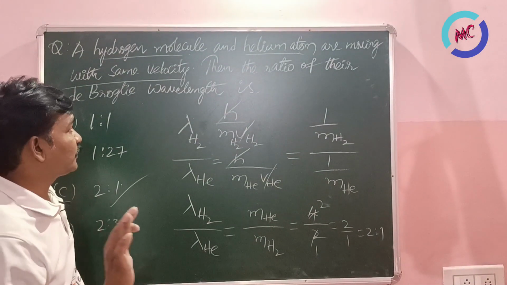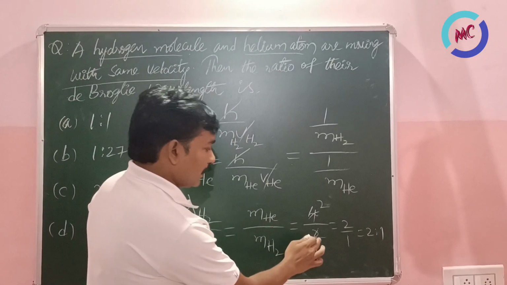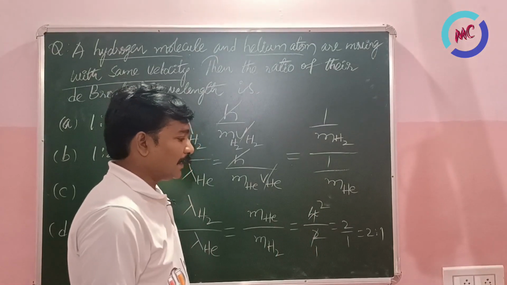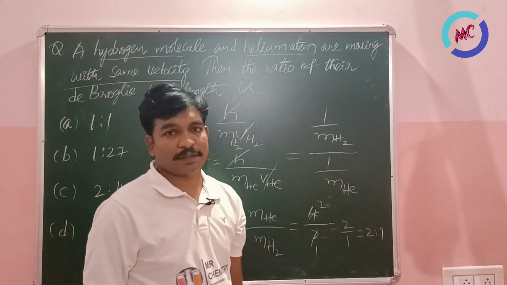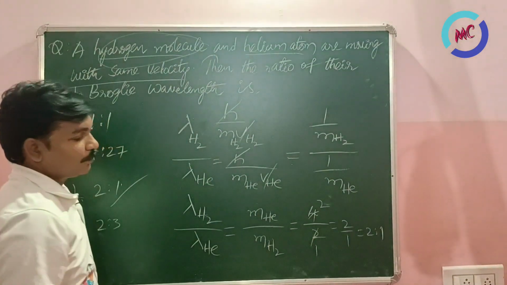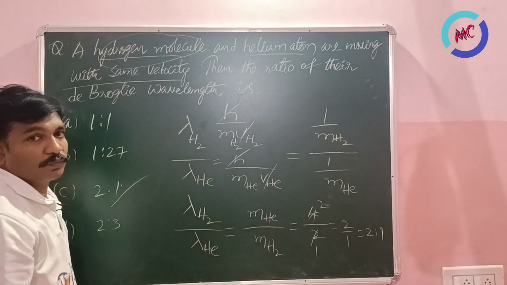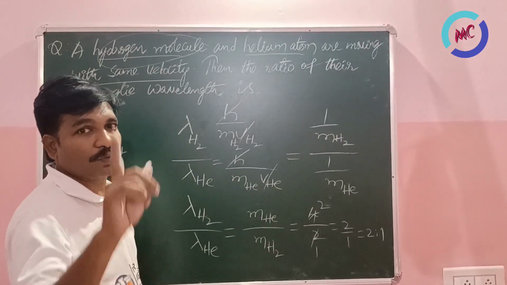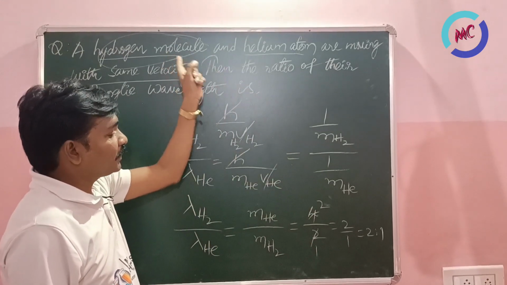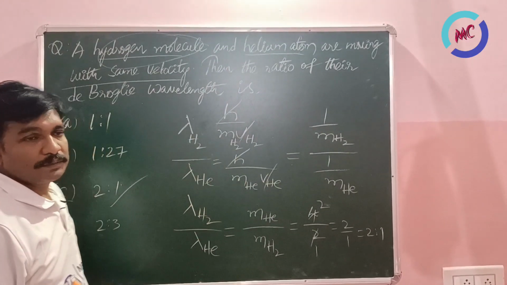Sometimes, instead of hydrogen molecule, they will give hydrogen atom. Hydrogen molecule mass is 2. Hydrogen atom is 1. Then it is 4 by 1. We will get 4:1. Don't forget that one. When they give hydrogen molecule, take mass as 2 because it is H2. If they give hydrogen atom, you consider it as 1 because the mass of hydrogen atom is 1. Then if it is hydrogen atom, we will get 4:1. If it is hydrogen molecule, we will get 2:1. That is the difference. Please note down this one.